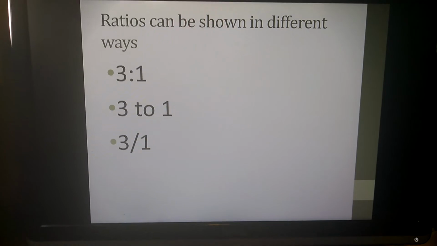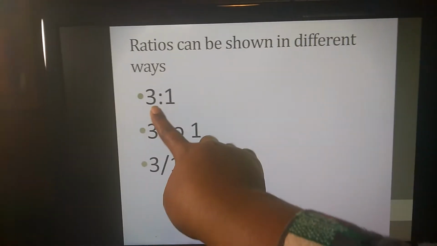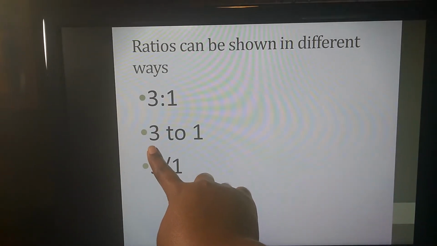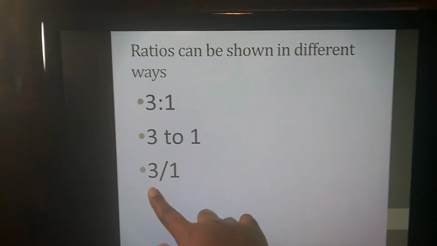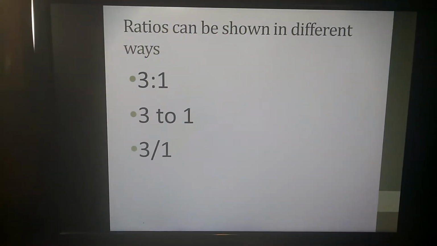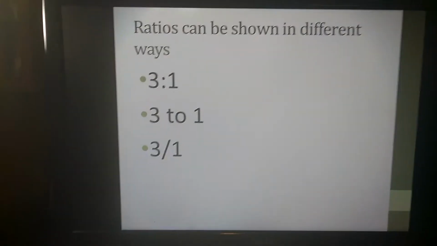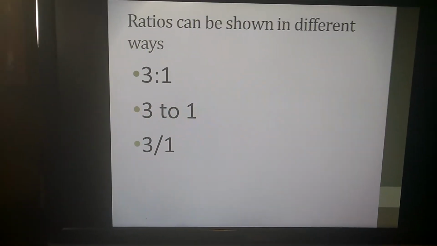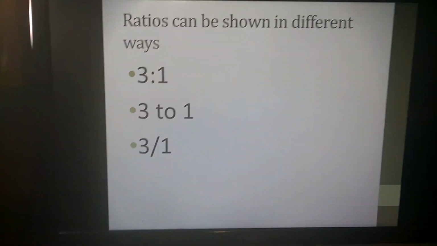So ratios can be seen in different ways, as we just saw, 3 to 1. It can also be written as 3 colon 1, or 3 over 1, basically a fraction. I couldn't find a fraction symbol on here, but that line right there basically means a fraction as well. So a ratio can even be written as a fraction.